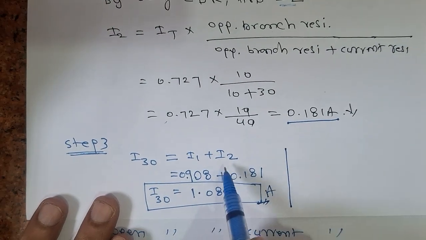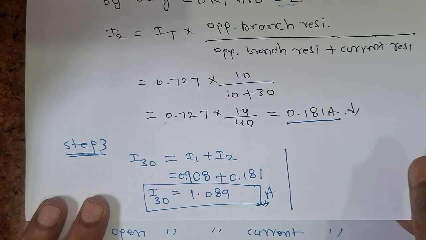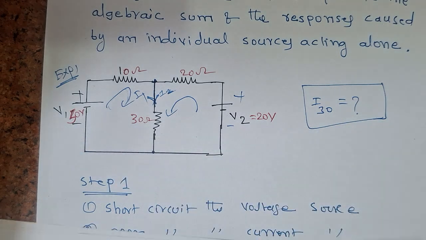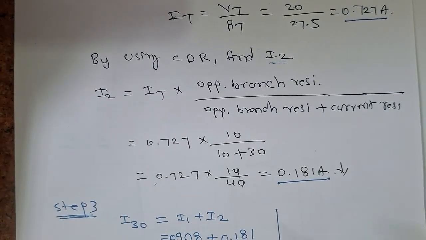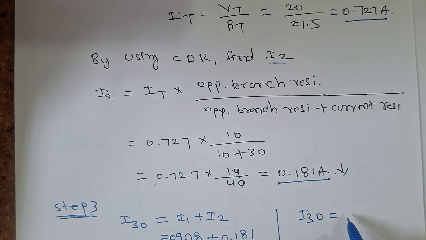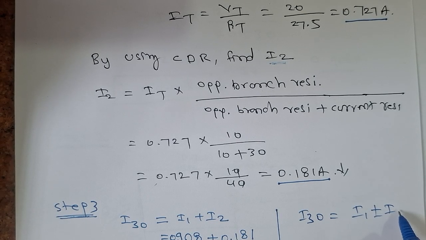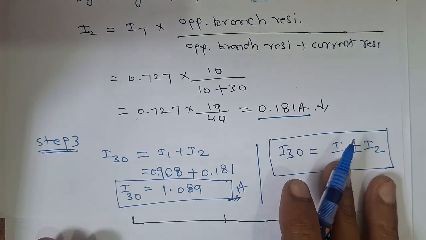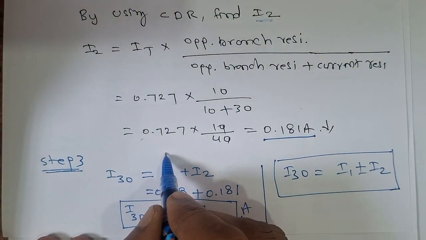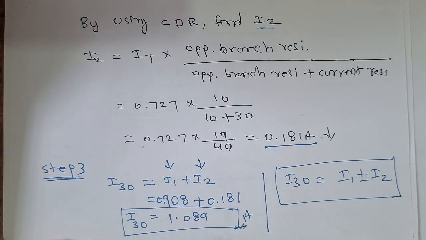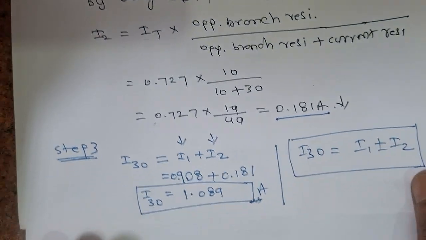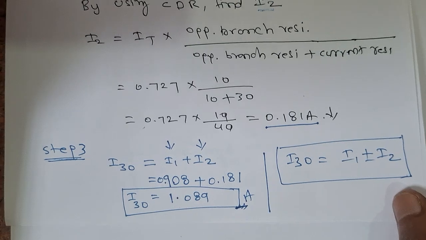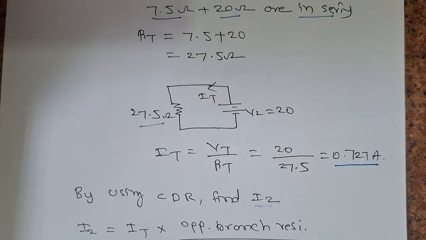For example, when you interchange the batteries, for example, this is negative and this is positive, or this negative and positive, then you have to take plus or minus. Then I30 is equal to plus or minus I1 plus I2, whichever is greater. Sometimes you can get opposite directions, plus or minus also. In this case, I1 is in the same direction, I2 also in the same direction. Therefore, both currents can be added. So this is the current flowing through the 30 ohm resistance. This is the procedure of the superposition theorem to solve the problems. I hope you understand. Thank you.